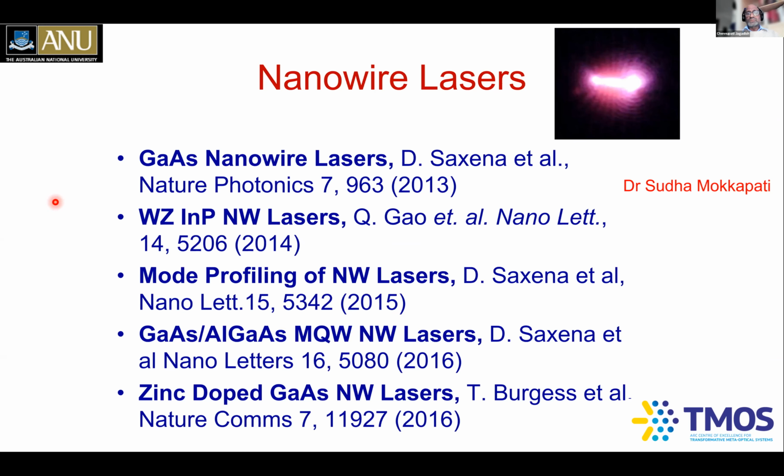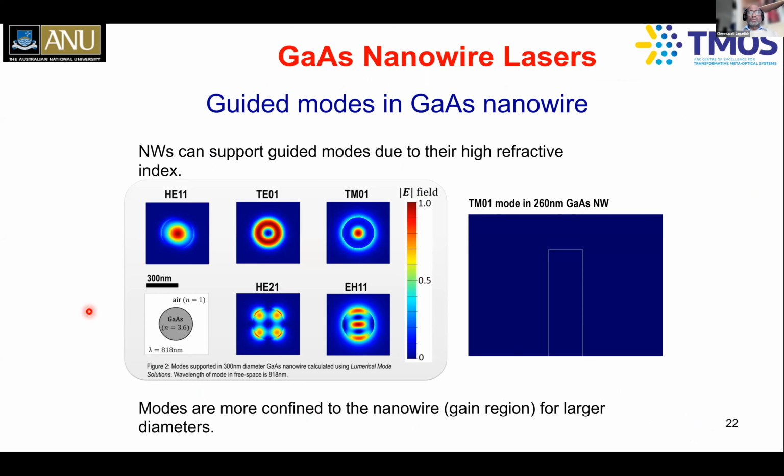I'll not really have time to talk about all the details of all these lasers, and in fact, we published this work. I'm going to give you one or two examples, for example. The first thing Dhruv Saxena has done is some simulations of how the light is propagating in these nanowires using FDTD simulations, finite difference time domain simulations. You can also use finite element simulations as well.